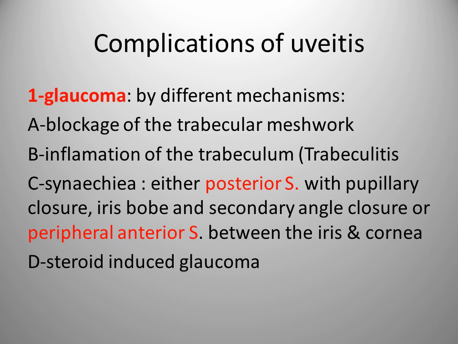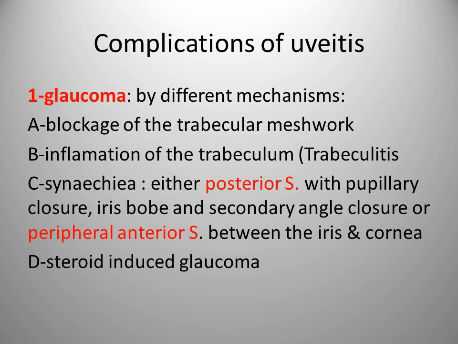What are the complications of uveitis? There are several complications for uveitis. راح نذكر number one, glaucoma. And as I mentioned, there are different mechanisms for glaucoma. ممكن A, blockage of the trabecular meshwork directly by the inflammatory cells and debris. B, inflammation of the trabeculum, trabeculitis, اللي راح يؤدي إلى inflammation يسوي لنا swelling, والswelling ينتهي ب narrowing of the pores that will drain the aqueous.